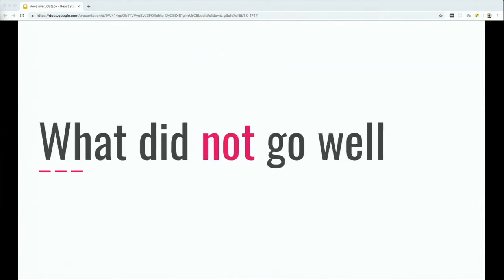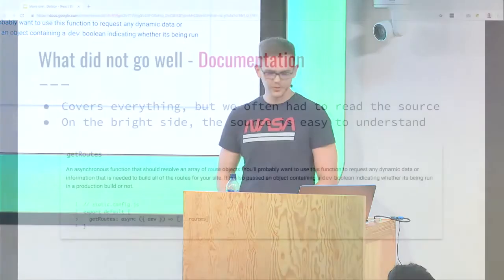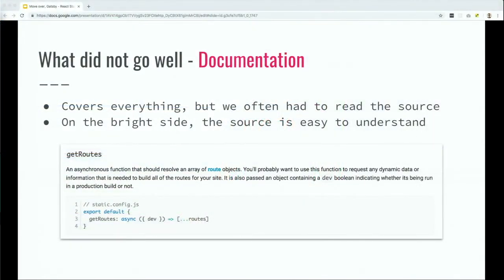Of course, there were a few things that didn't go that well. So the first thing, you remember that get routes slide? Well, that's kind of the documentation everywhere. It covers everything, but sometimes it's frustratingly short on actual content. But on the bright side, the source was easy to understand. If you look at Gatsby, it's complicated. It's a huge beast. It's powerful. It's all that, and it's scary to go in. But with this, we're actually going, okay, this doesn't work.